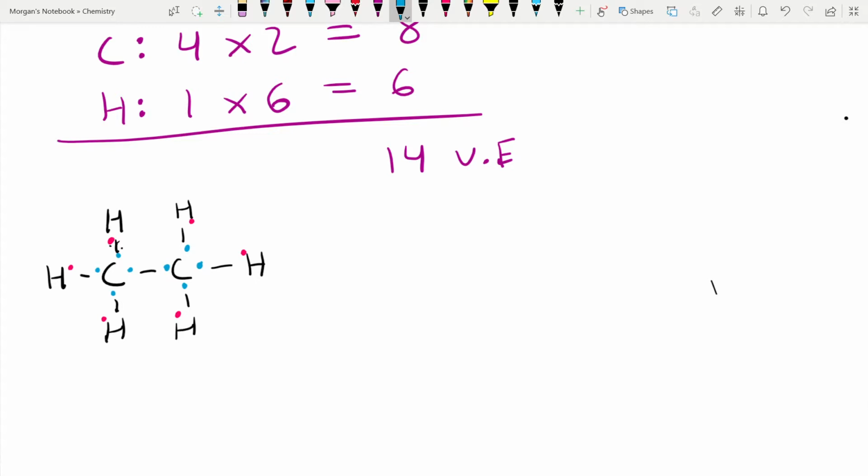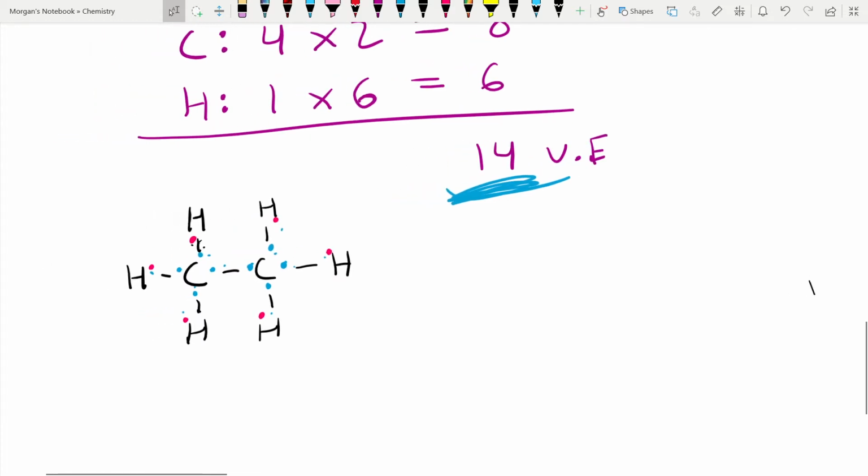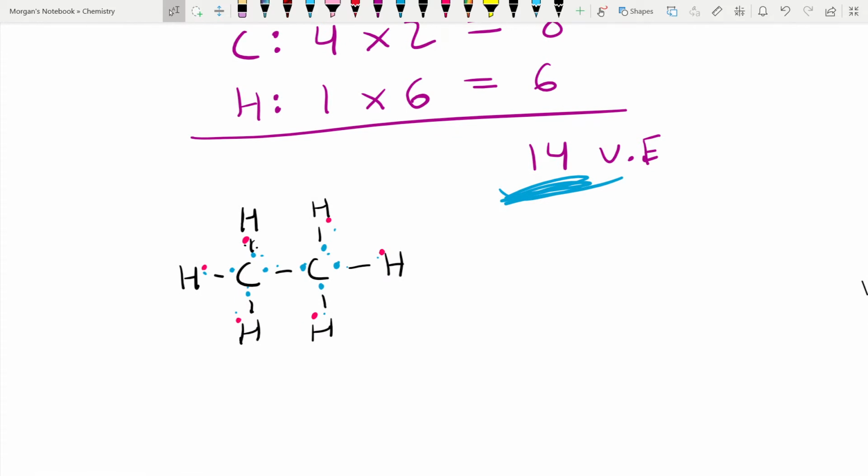Alright, so this makes how many electrons? We have 1, 2, 3, 4, 5, 6, 7, 8, 9, 10, 11, 12, 13, 14 electrons there. We have 14 electrons here. That is perfect. It doesn't get much simpler than that. So we have 14 valence electrons in this Lewis dot structure. They are all perfectly paired and ready to go.